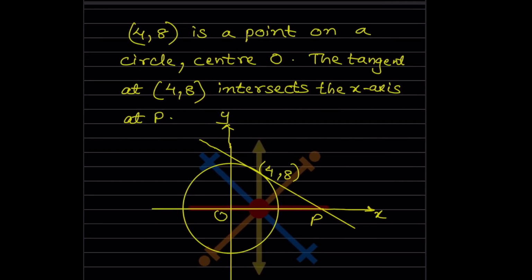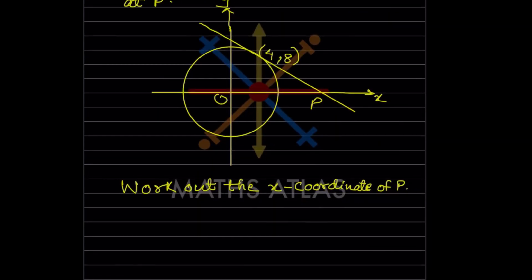Now, 4 and 8 is a point on a circle with center O. The tangent at 4 and 8 intersects the x-axis at P. This is the diagram given, and this is the tangent. It intersects here at P. Now work out the x coordinate of P. So we have to find the x coordinate of this point P.